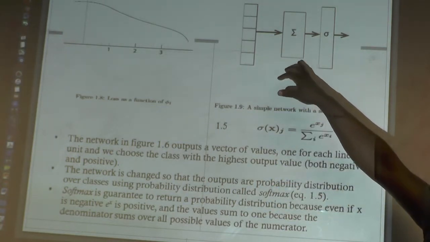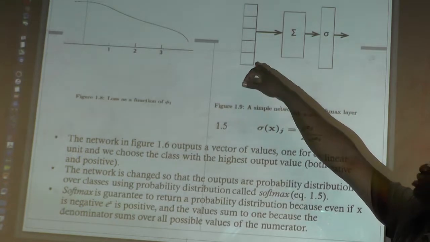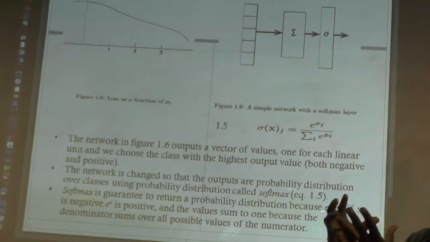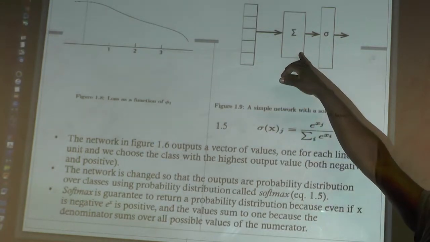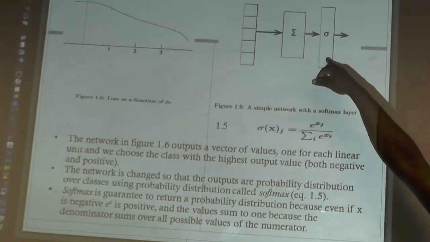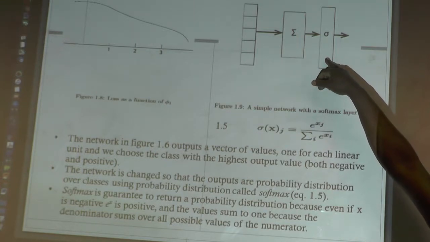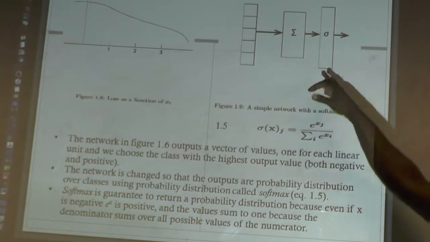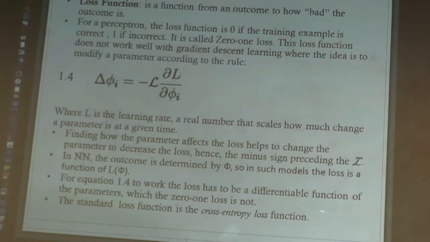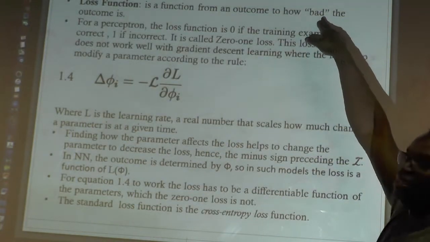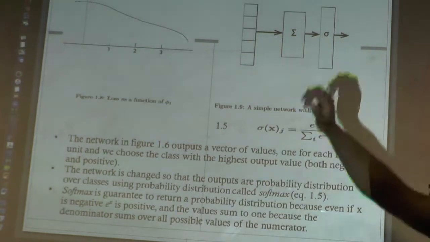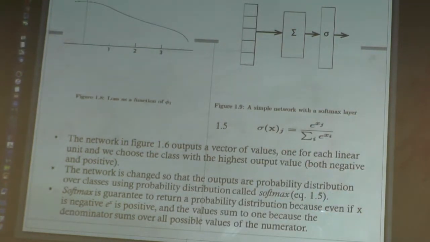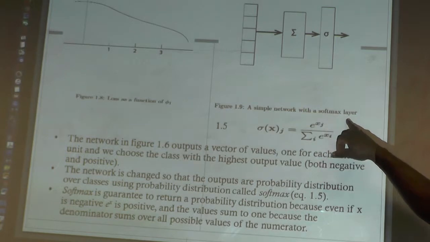Now, what happens is that we get that result. Remember, each of these is trained. Each one is trained. And then we take the maximum. And then we need to pass that result to our loss function. And the reason why we are doing that is to be able to see how bad the outcome is, so that we can interpret it. So we pass it, and the standard one that is generally used is called softmax.